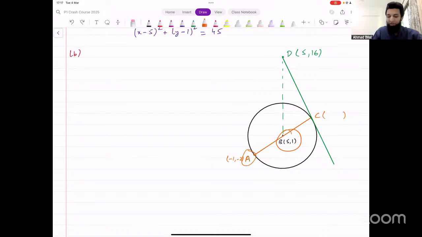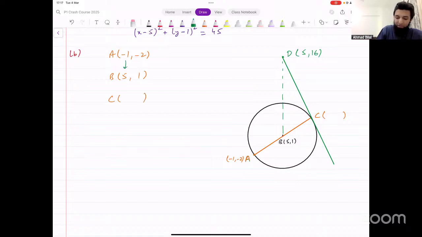Again, we can use the vector method. We have the point A. The point A is -1 and -2. We have the point B, which is the midpoint of A and C. And you can find the point C using the vector method.